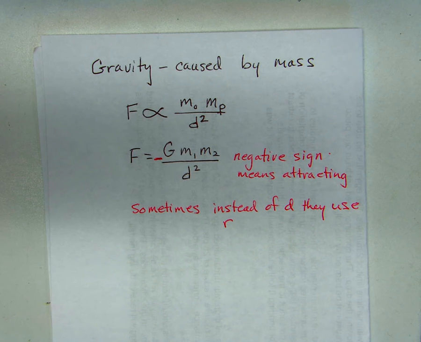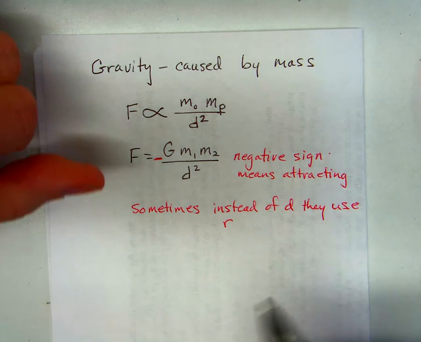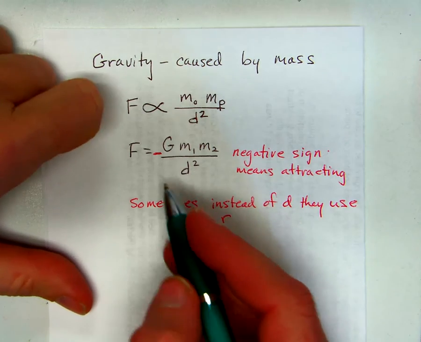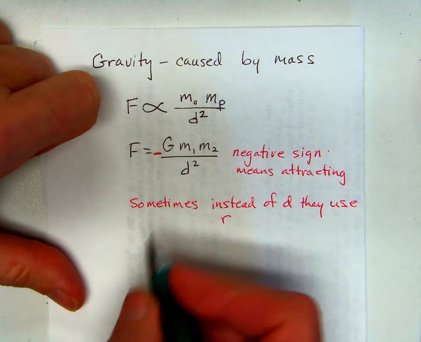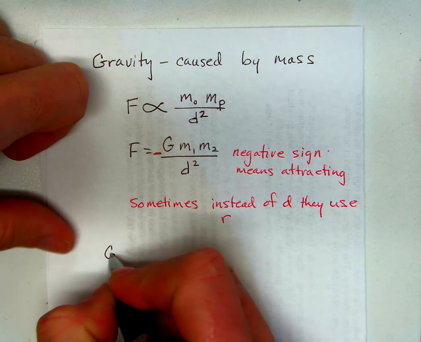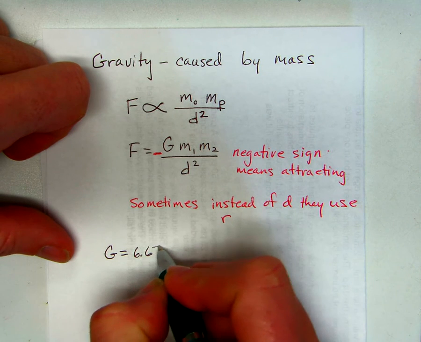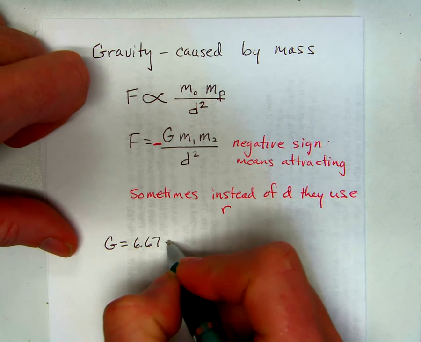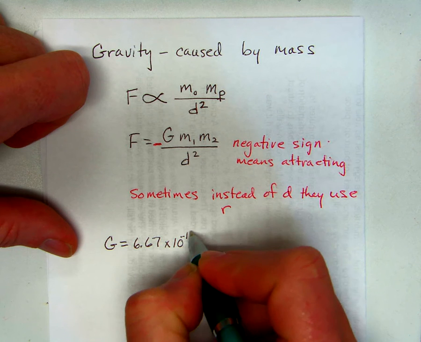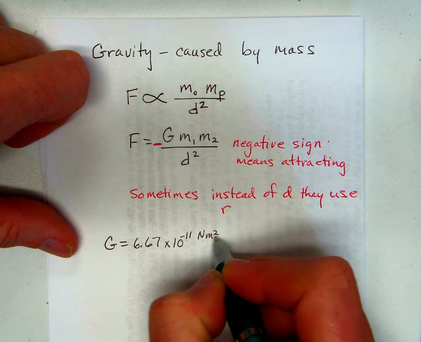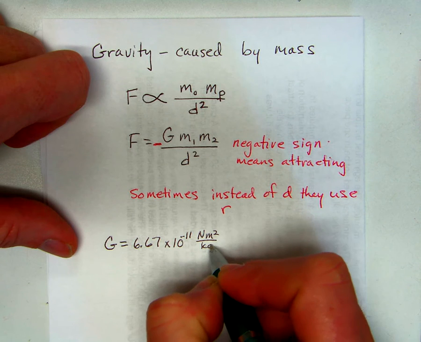So that's about as far as Isaac Newton went with this. And it wasn't until about 100 years later that an Englishman named Cavendish came up with a value for capital G. Capital G is 6.67 times 10 to the negative 11th Newton meter squared per kilogram squared.